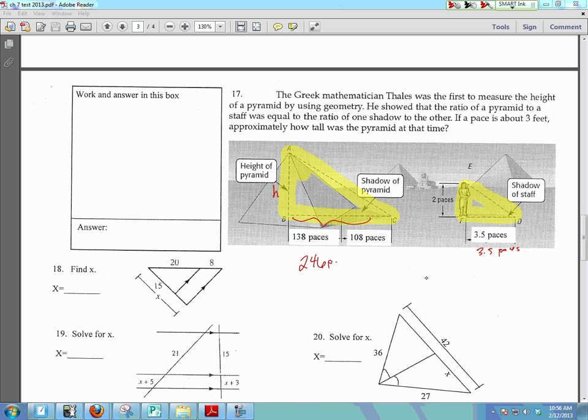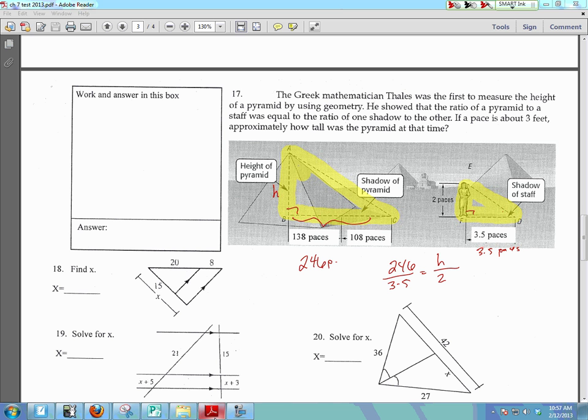Okay, so I'm going to take 246 compared to 3.5 and set that equal to, now these two triangles are similar because that's a right angle there, and we talked about the shadows, how we can measure the shadows at the same time of the day, and the triangles that we get are going to be similar. So 246 paces compares to 3.5 paces as h paces would compare to 2 paces for that height. So I compare shadow to shadow and then height to height.